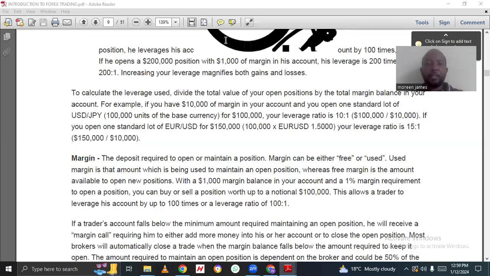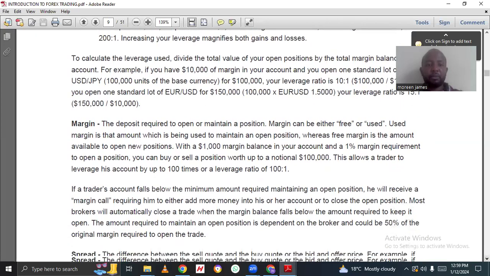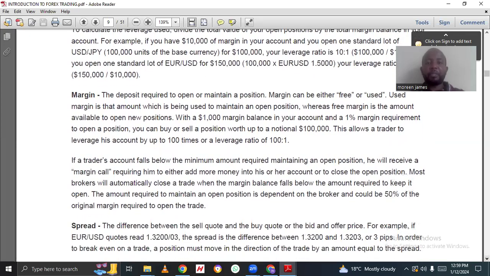So let's finalize now. I've talked on margin. The deposit required to open or maintain a position can either be free or used. Used margin is the amount being used to maintain an open position, whereas free margin is the amount available to open new positions.